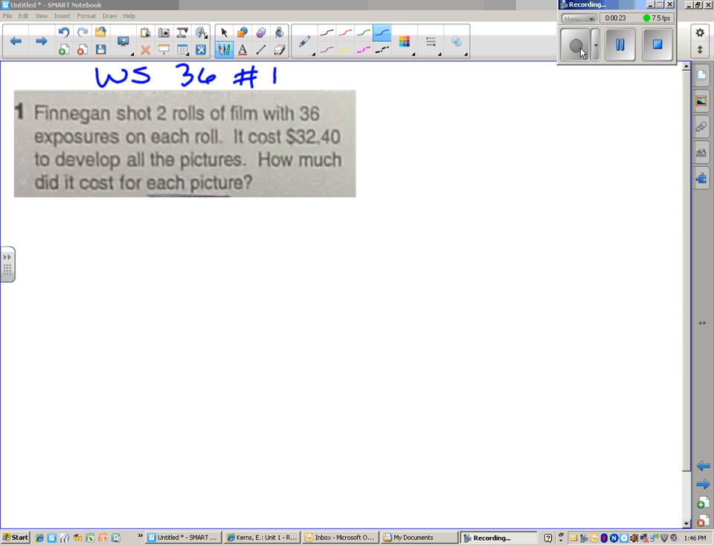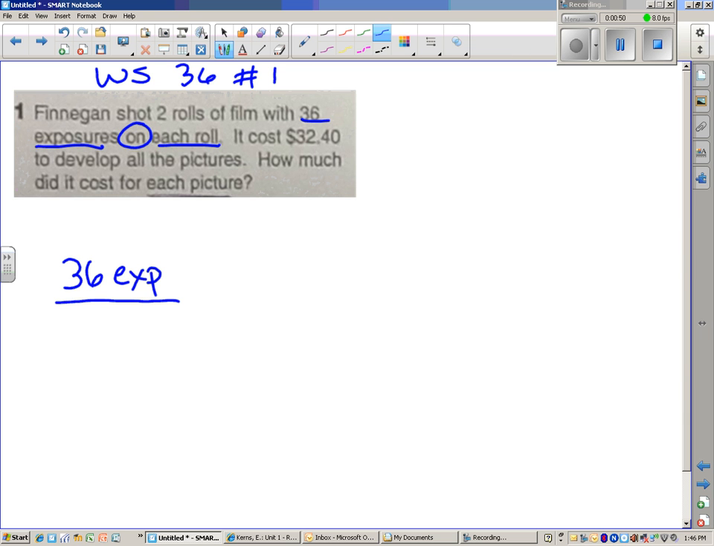It cost $32.40 to develop all the pictures. How much did it cost for each picture? You can do this with proportions and two-step problems, but we're going to try multiplying ratios today. So the first ratio you start with is that 36 exposures on each roll. That would be your first ratio: 36 exposures or 36 pictures per one roll.